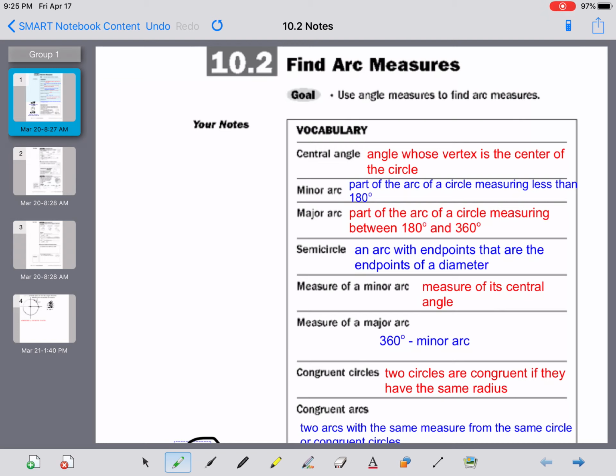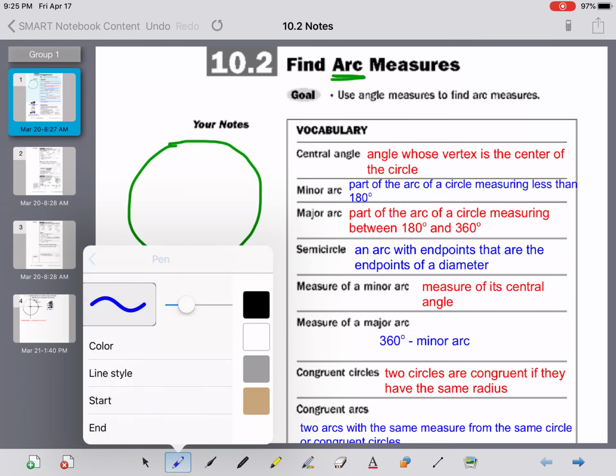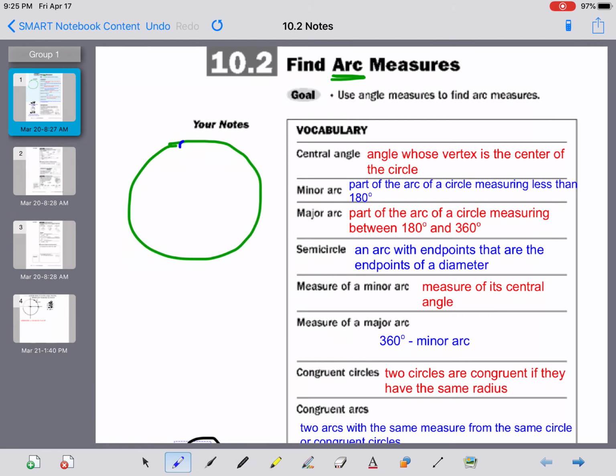So in 10.2, we're doing find arc measures. An arc comes from a circle. So if you have a circle, any part of that circle that is on the outside here, so any portion of this outside part is called an arc. So that's what we're looking for today in their measures. Just as a quick note, all measures of a circle are up to 360 degrees. All of our measures will be in degrees.